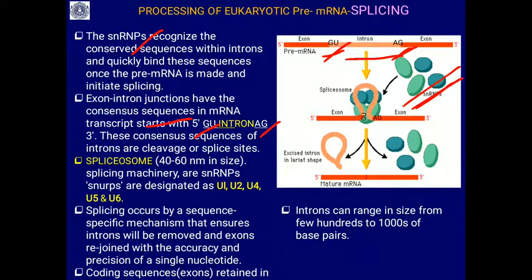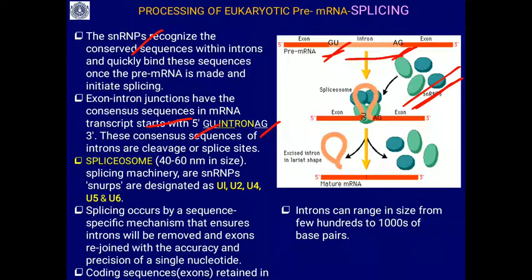The spliceosome is a complex about 40 to 60 nanometers in size. This splicing machinery contains small nuclear ribonucleoprotein complexes, designated U1, U2, U4, U5, U6. It's a complex reaction, and I don't want to confuse you. If you are interested, it is a very interesting process.